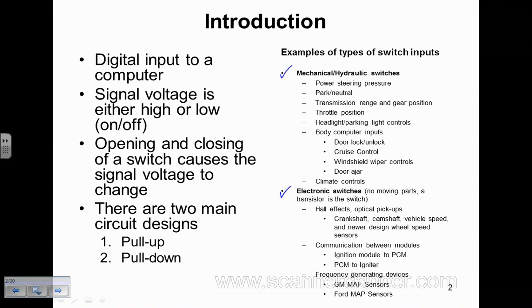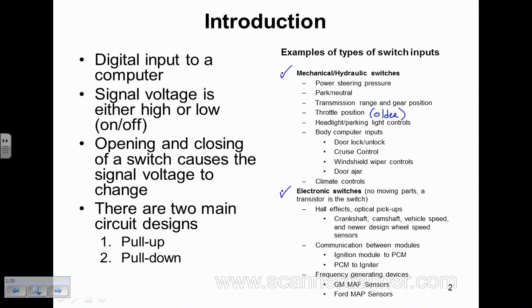Just to name some: power steering pressure, park neutral, transmission range, throttle position. These would be some older designs that primarily used switches, although Toyota continues to use a throttle position switch involved with their throttle position sensor. There's a potentiometer, which is a variable resistor, and then they combine it with a switch. We'll talk more about that later. Also headlights, parking light controls, body computer inputs, door lock and unlock, cruise control, windshield wipers, door ajar, and climate controls.